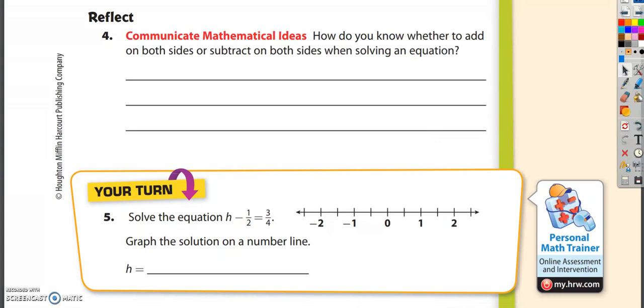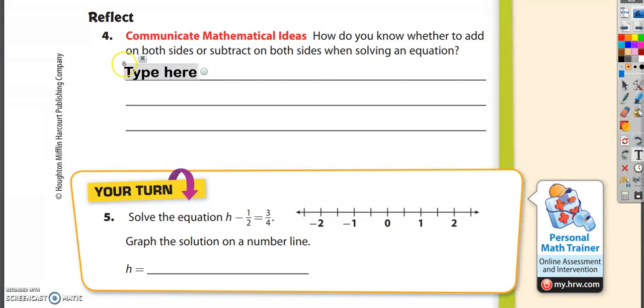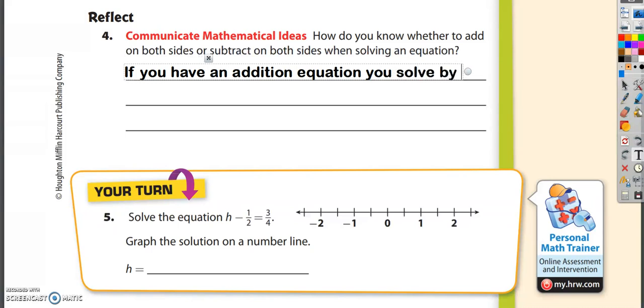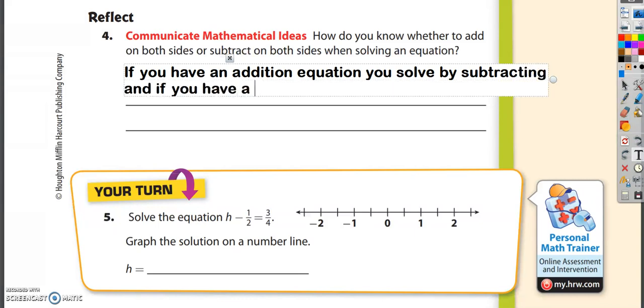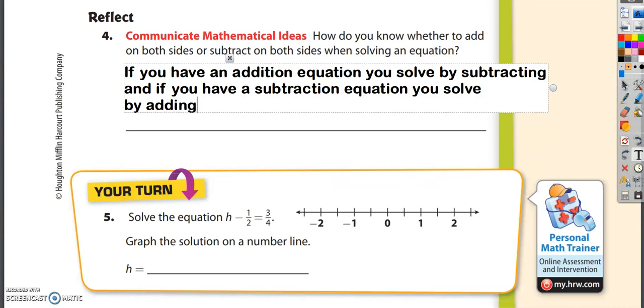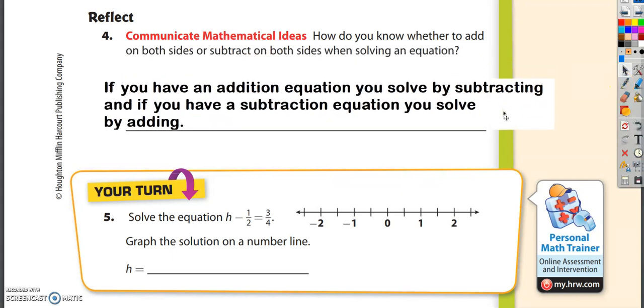Communicate mathematical ideas. How do you know whether to add on both sides or subtract on both sides when solving an equation? So if you have an addition equation, you would solve by subtracting. And if you have a subtraction equation, you solve by adding. You just do the opposite operation. Whatever the operation is, you solve by doing the opposite operation. It's really pretty simple, actually. So let's check out number 5.